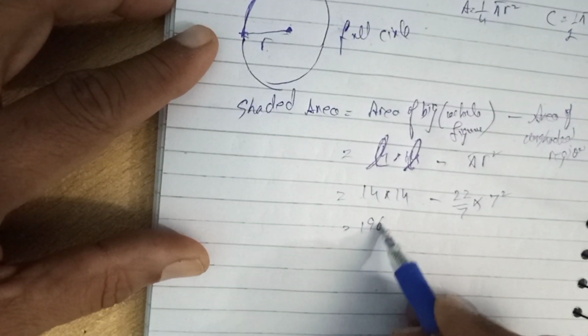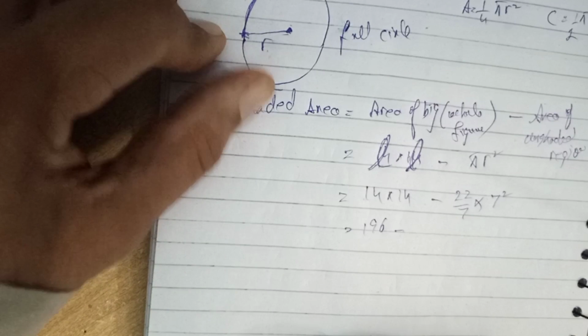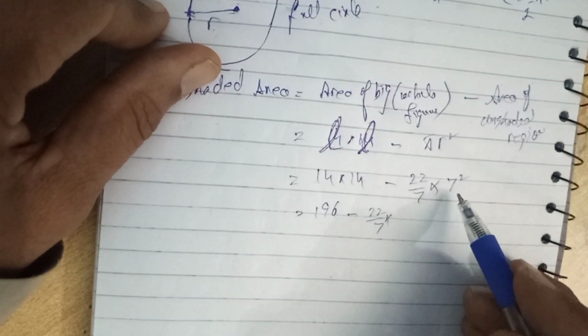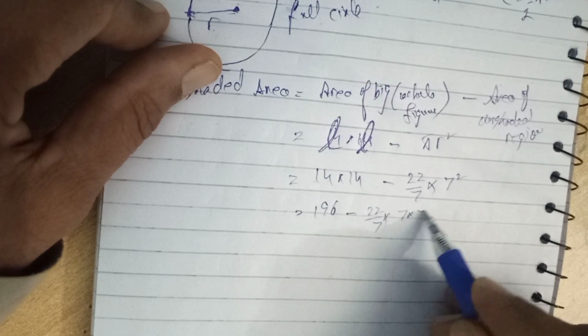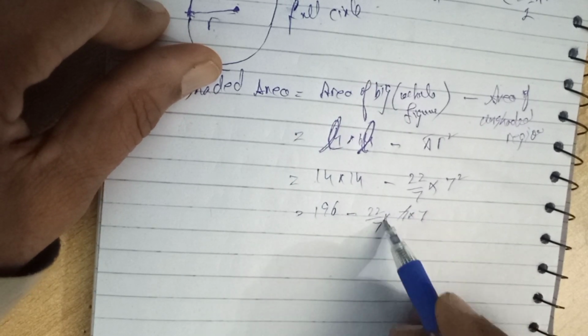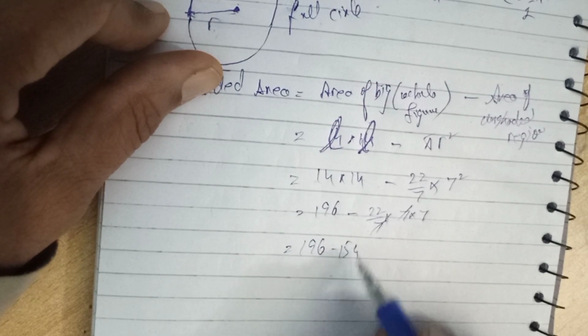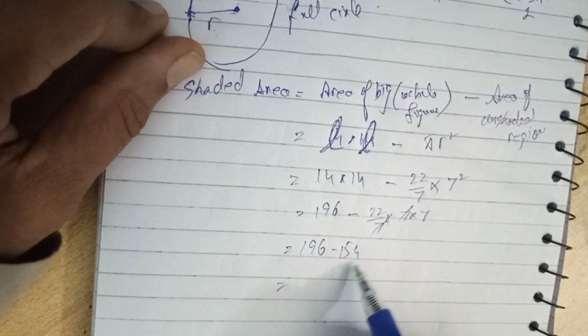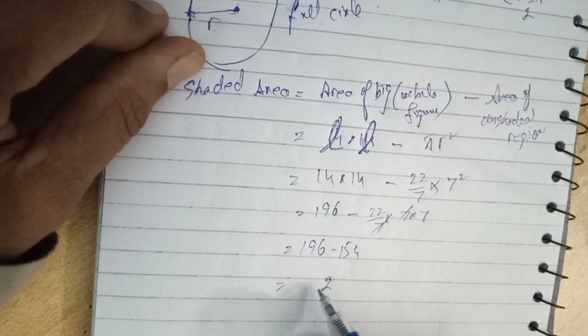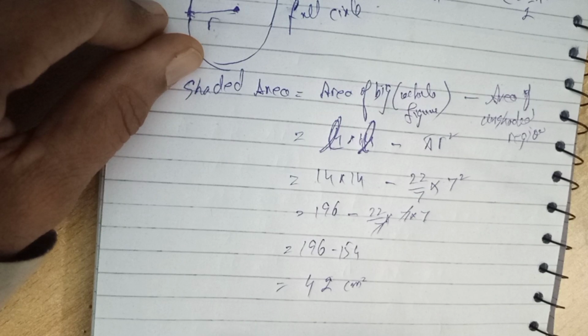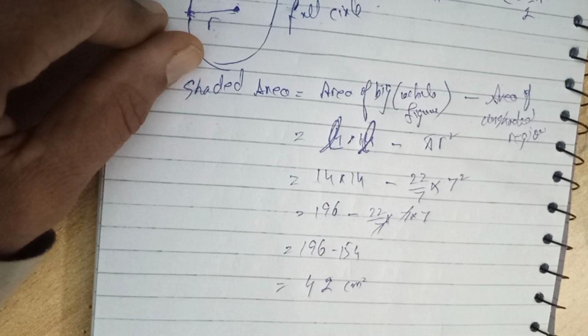14 into 14, the calculator will give you the answer 196. Now I do not take the square of 7, but I write 7 two times. Now 196 minus 7 into 7 into 22/7, which is 154. 6 minus 4 is 2, 9 minus 5 is 4. The area over here is 42, the area of the shaded region.